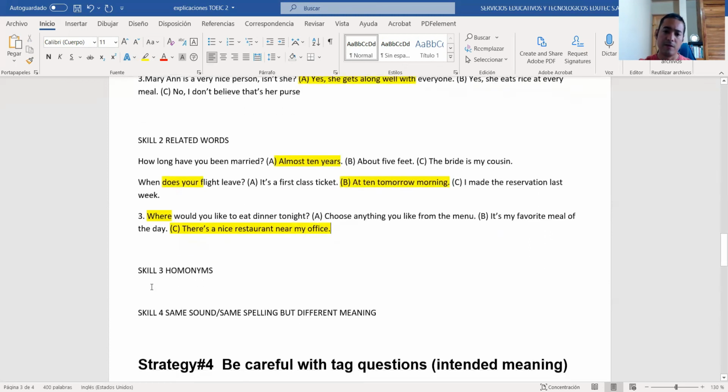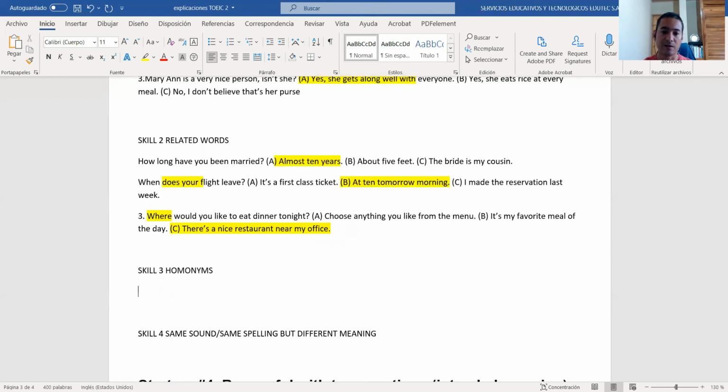Okay, then for skill number 3, we have homonyms, words that are pronounced the same. Okay, so let's do some practice about this.